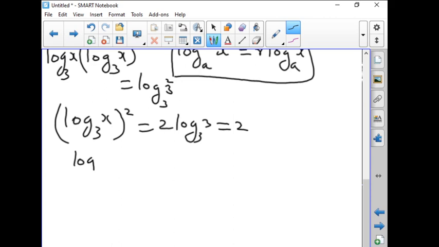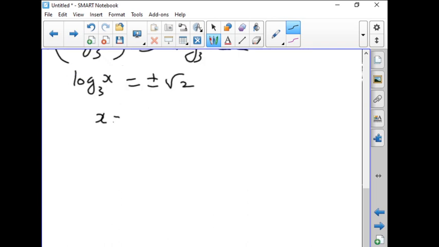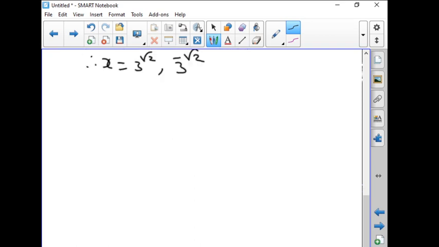So what about log x to the base 3? It is equal to plus or minus root 2. So writing in exponential form, how will you write? X is equal to 3 power plus or minus root 2. Okay, therefore what we get? X is equal to 3 power root 2 and 3 power minus root 2. Okay, so very simple. Listen carefully and write. Okay, next question, next example.